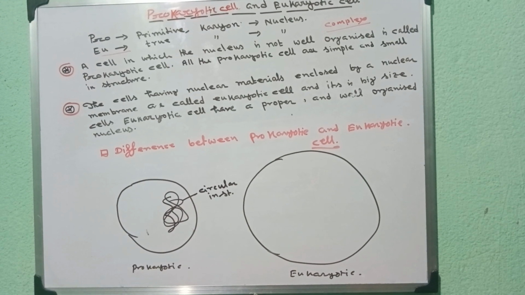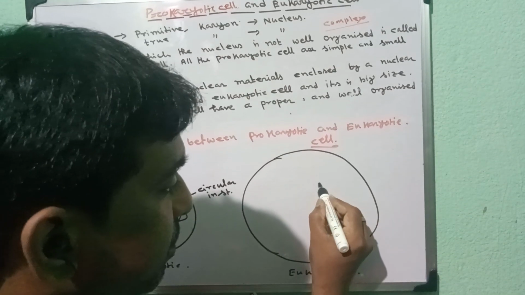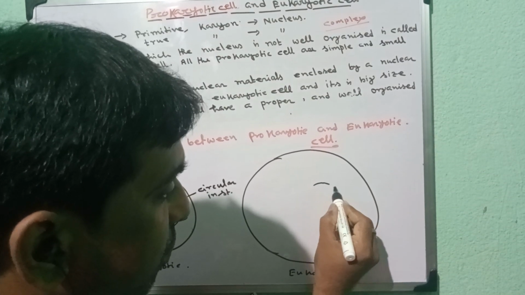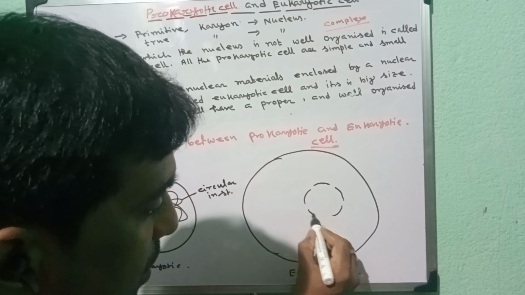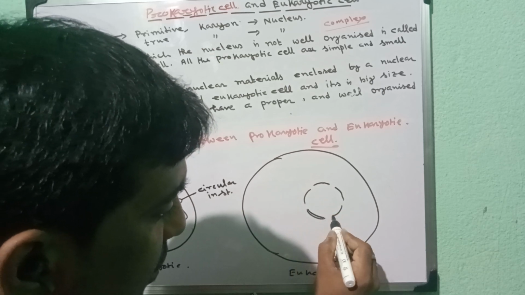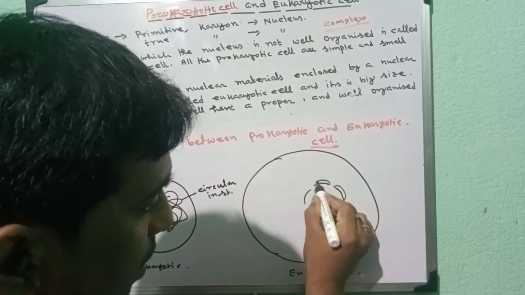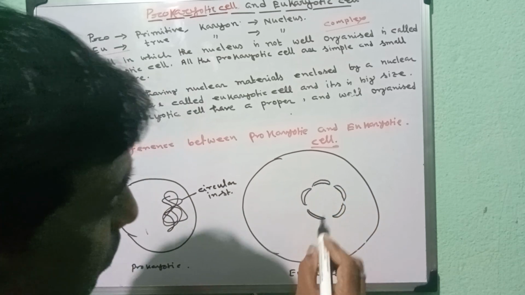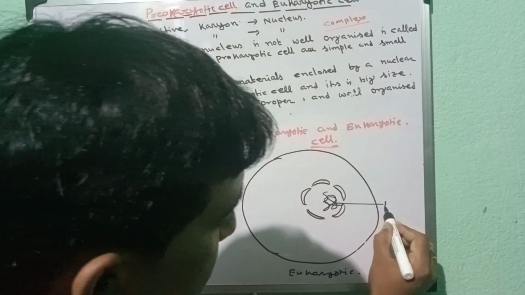They are circular in structure. But in the eukaryotic cell, they are linear in structure. In the eukaryotic cell, the genetic material is mainly found in the nucleus, and here it is linear in structure.